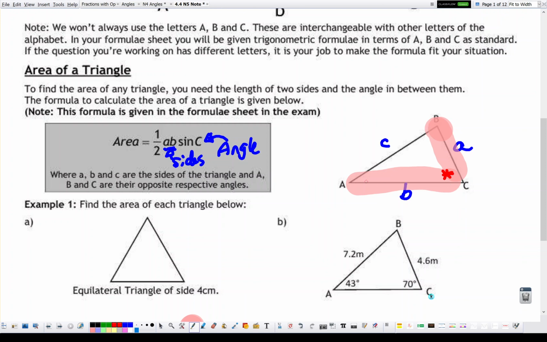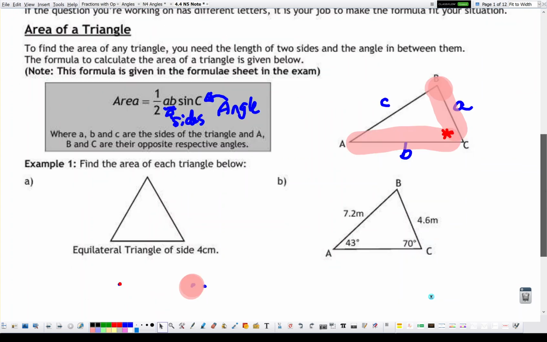Okay, so no matter what our triangles are labelled as, we need to use the angle and we need to know the sides either side of that in order to be able to use this formula. Hopefully it'll make more sense when we actually do some examples just now. So, example 1, A and B, let's just get these done.